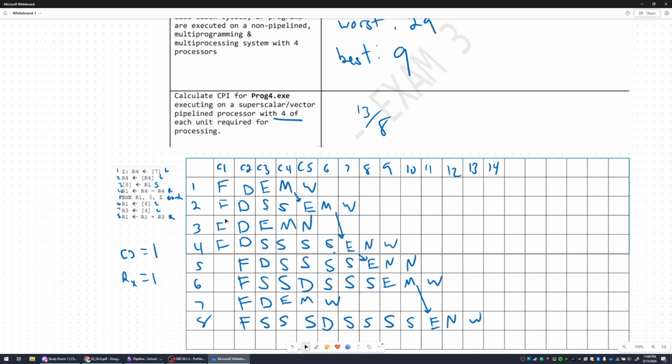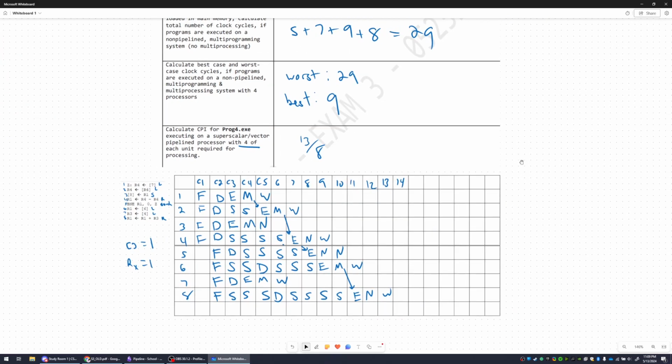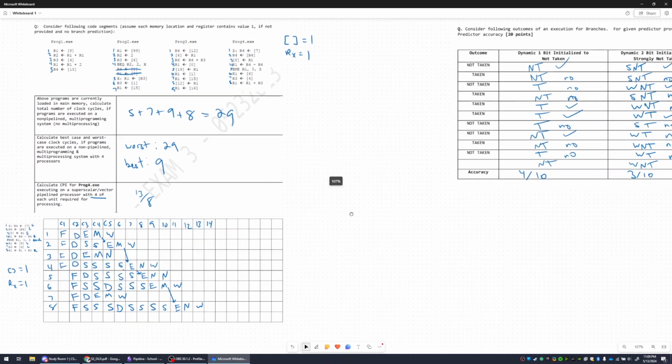But from 5 to 6, we had to wait for the branch to finish for the superscalar because we don't want to overwrite R1 before the branch is calculated at the exec stage. That's why we had to wait. Yeah, it's just to make sure that the branch will have the correct value to compare. So we had to wait for the branch to finish. That's why.